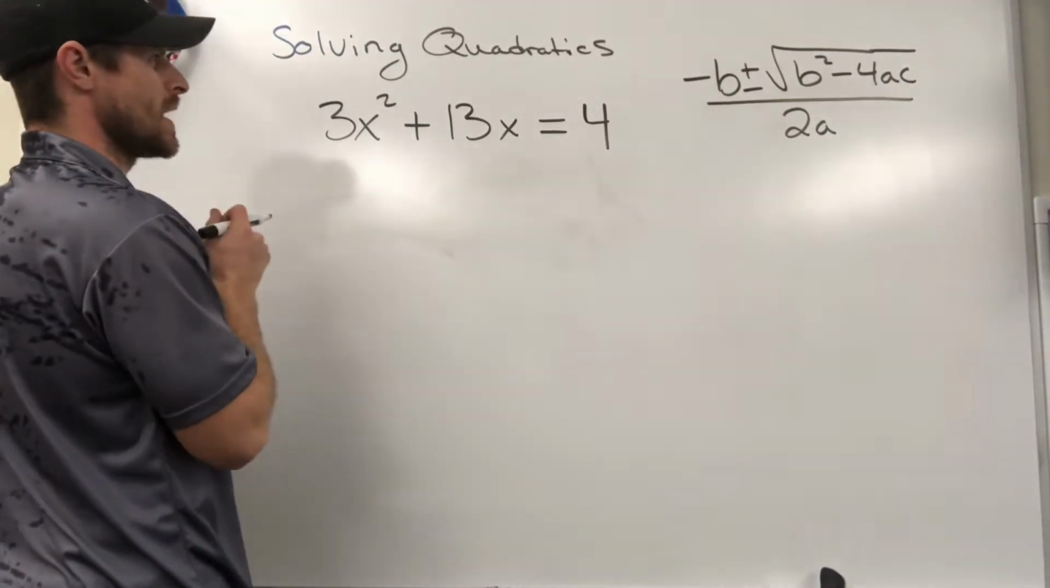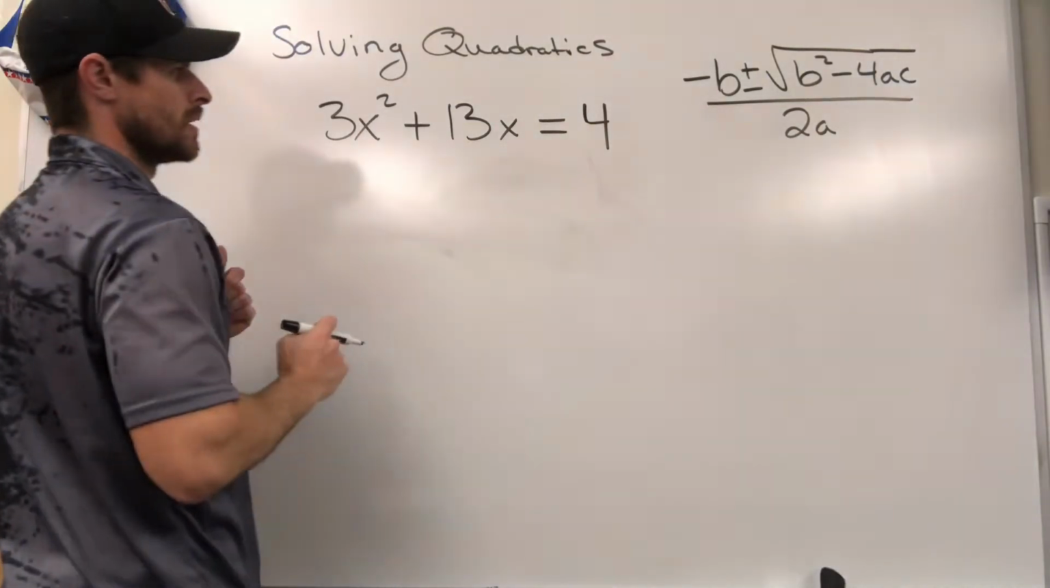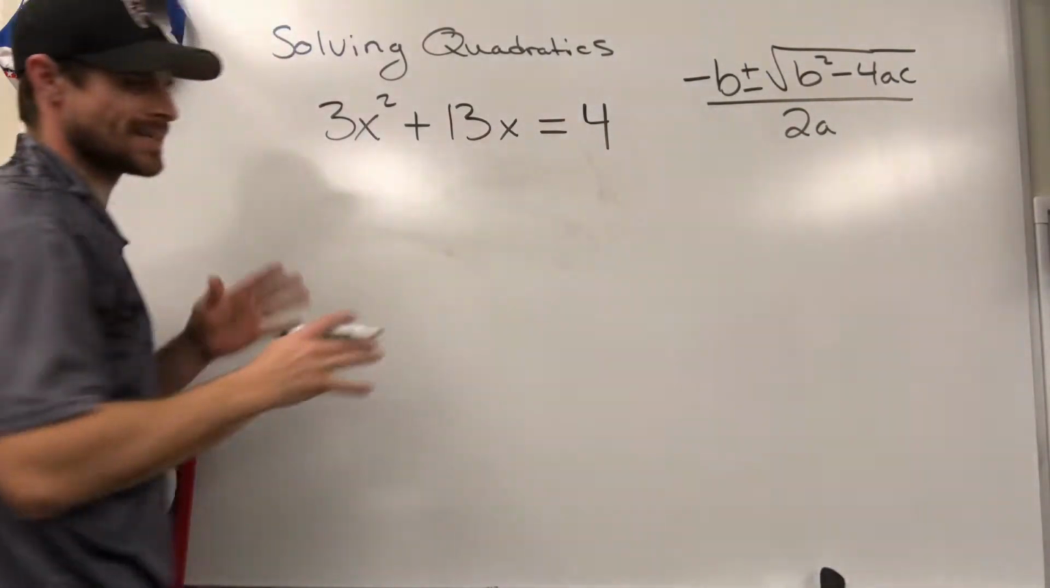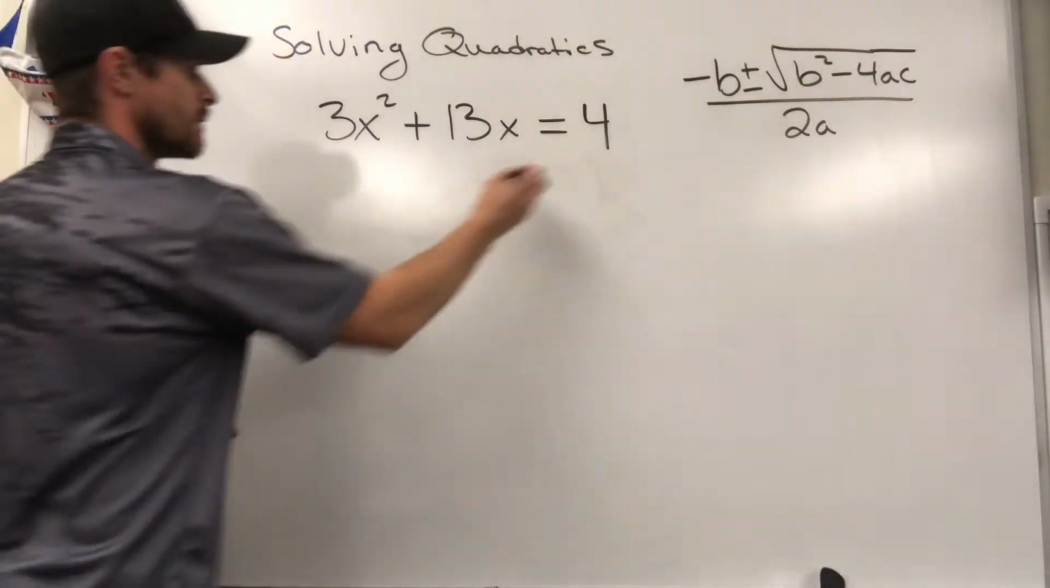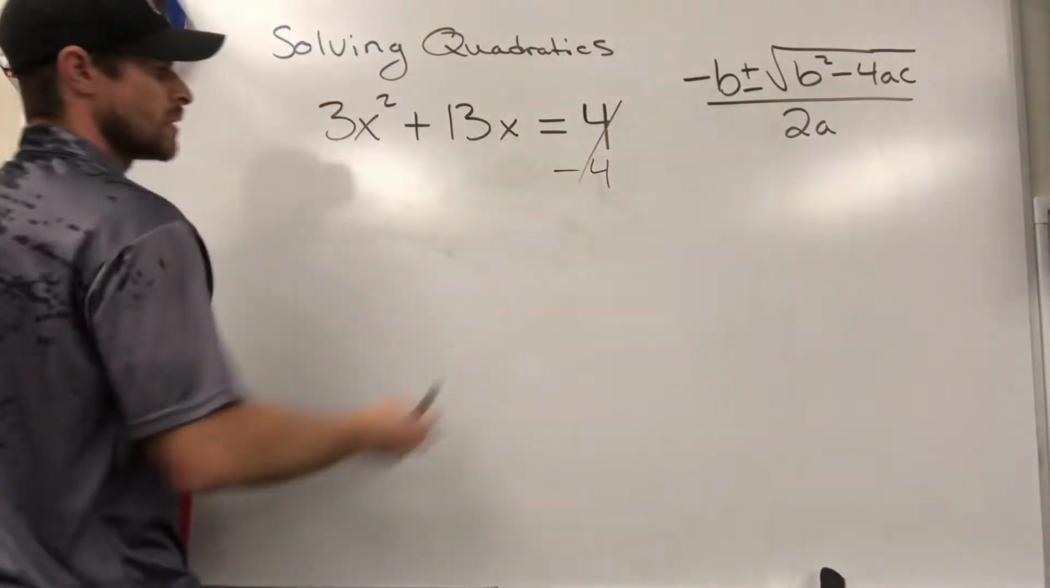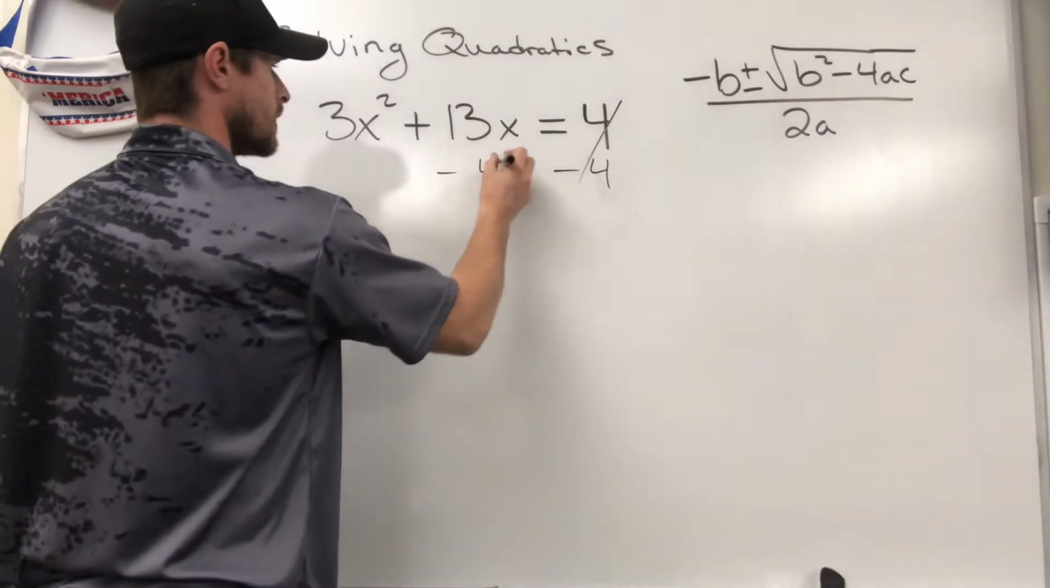All right, we got a quadratic, but it's not equal to 0, right? It's equal to 4. We cannot solve a quadratic using the quadratic formula unless it's set equal to 0 first. So we're going to take 4 away, so I can get a 0 over here. Take 4 away on the left side.